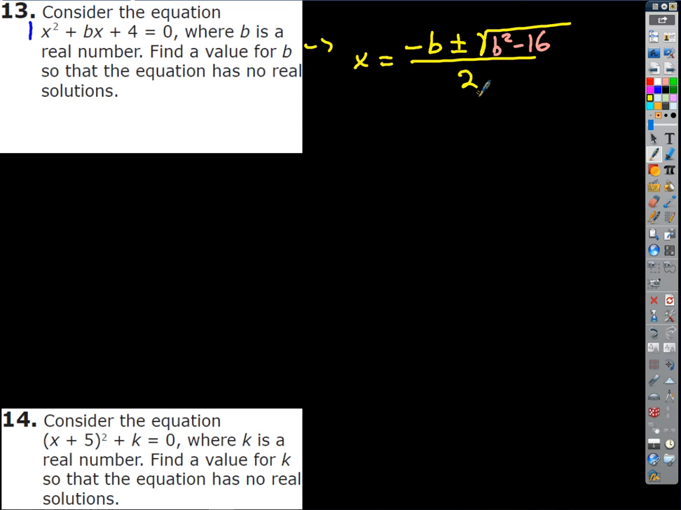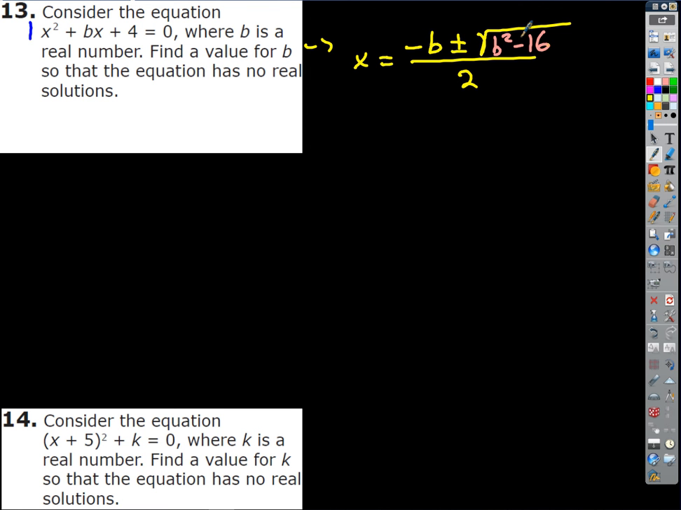Imaginary numbers. Now, how do we create imaginary numbers? You have a negative in the radical, right? So everything in here would have to produce a negative number. All this wants is a value of b that's going to make this thing fail to have real solutions. It's going to make the solutions imaginary.